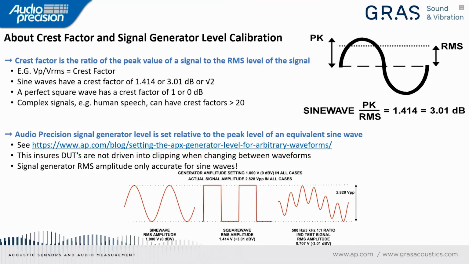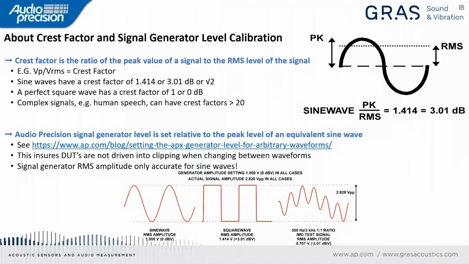Okay, moving on, I want to just touch on this question of crest factor. Crest factor is pretty straightforward. Crest factor is the ratio between the peak level of a signal and the RMS level of a signal. And one thing that you will see over and over again come up is 3 dB. And it comes up because the crest factor of a sine wave is 3 dB, or 1.414, or the square root of 2. And we may all be familiar with this from geometry class.